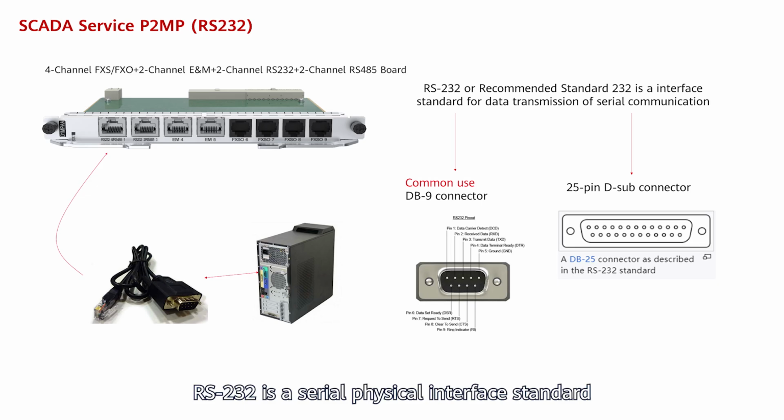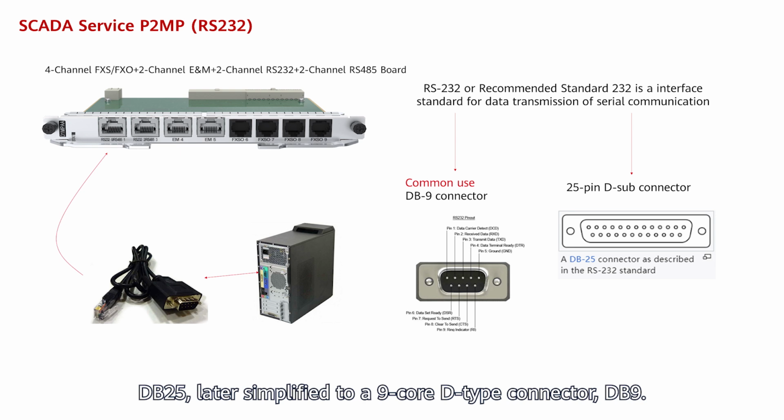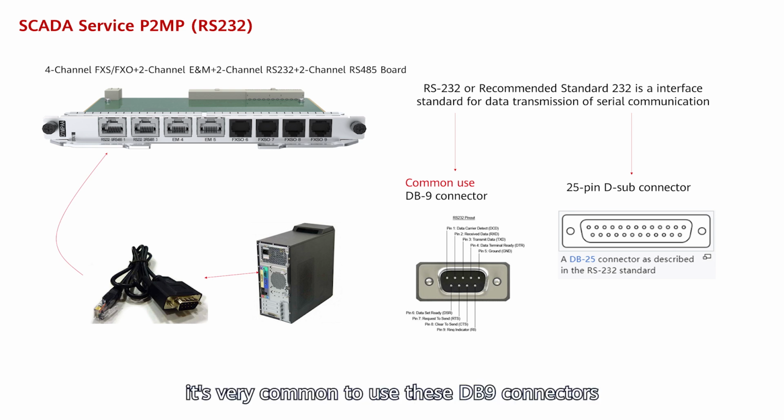RS232 is a serial physical interface standard defined by the Electronic Industry Association, the EIA, designed for data transmission using serial interfaces. The traditional RS232 standard used a 25-core D-type connector, DB25, later simplified to a 9-core D-type connector, DB9. Today, it's very common to use these DB9 connectors for RS232 services. The use of 3 signal lines, receive, transmit, and ground lines, achieves a simple full-duplex communication process.